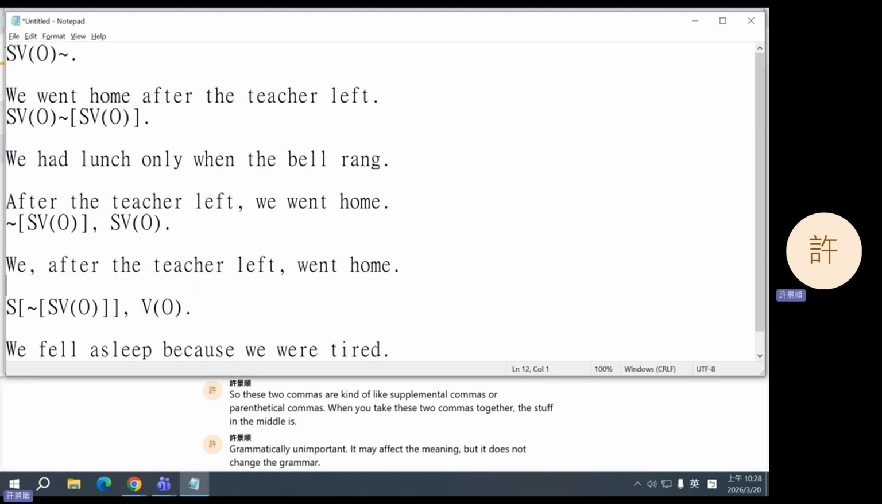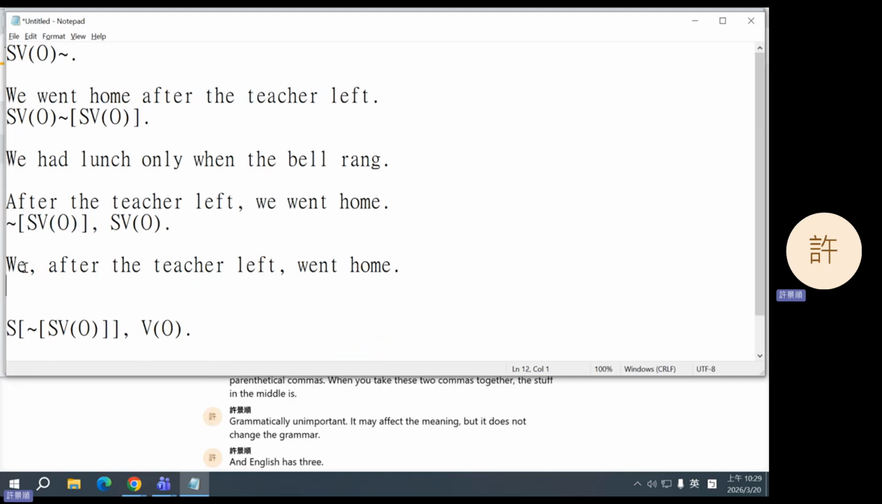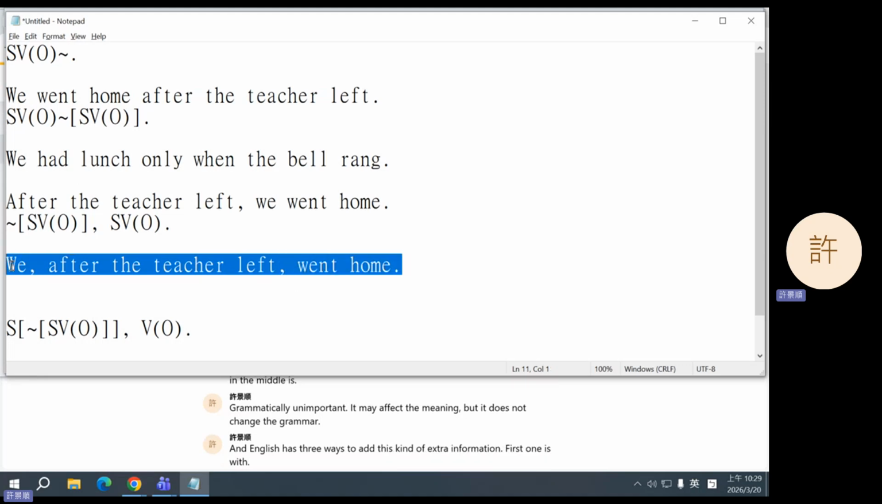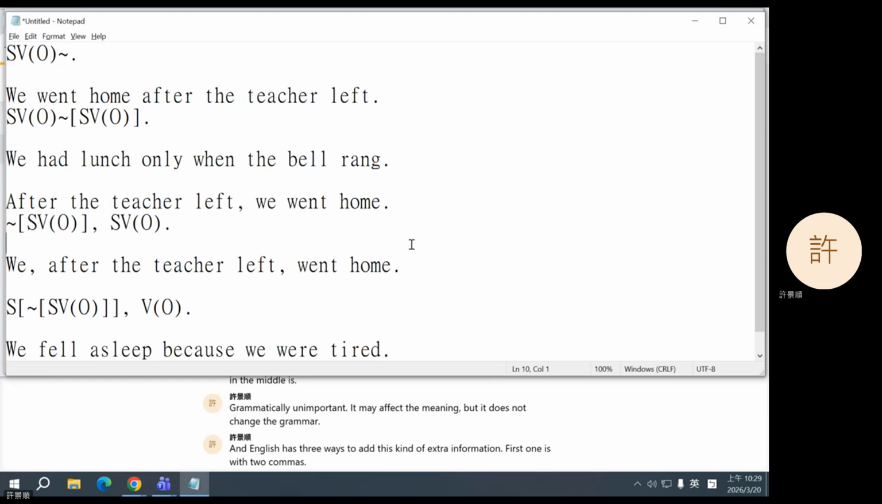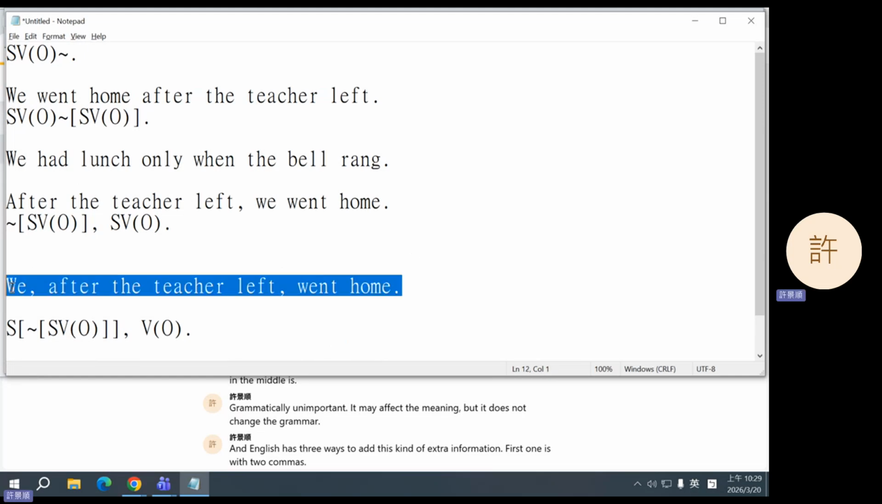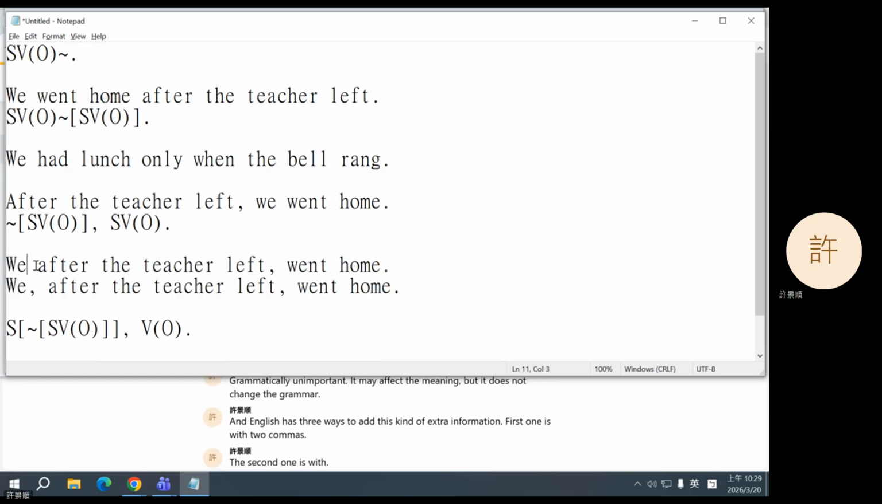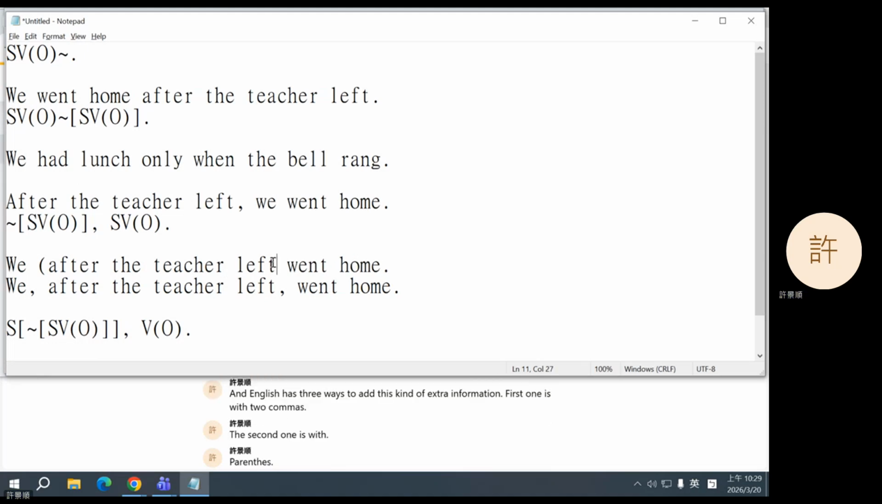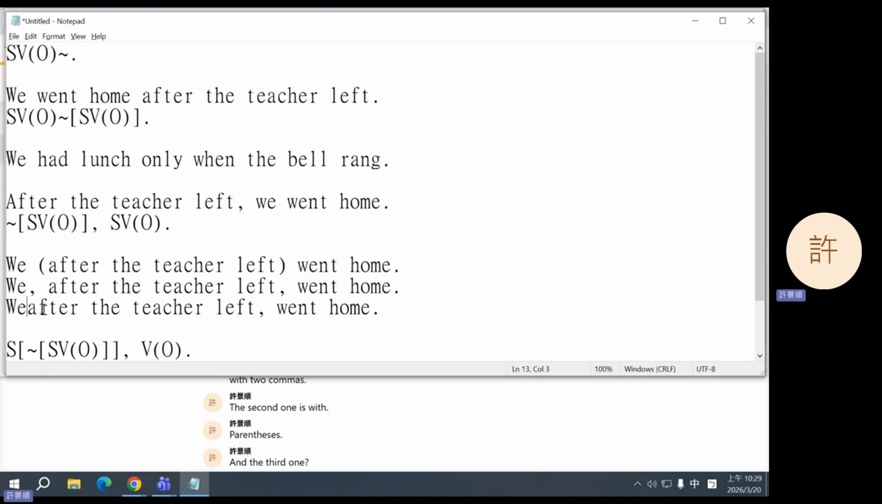And English has three ways to add this kind of extra information. First one is with two commas. The second one is with parentheses. And the third one is with em dashes. Okay, em dash. So these three all have the same structure.